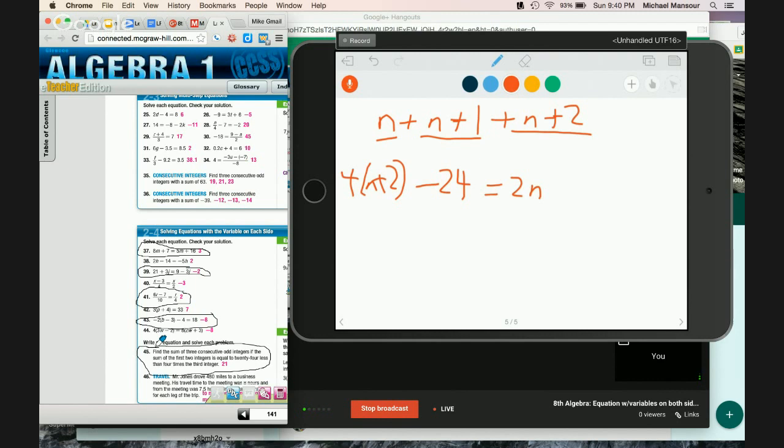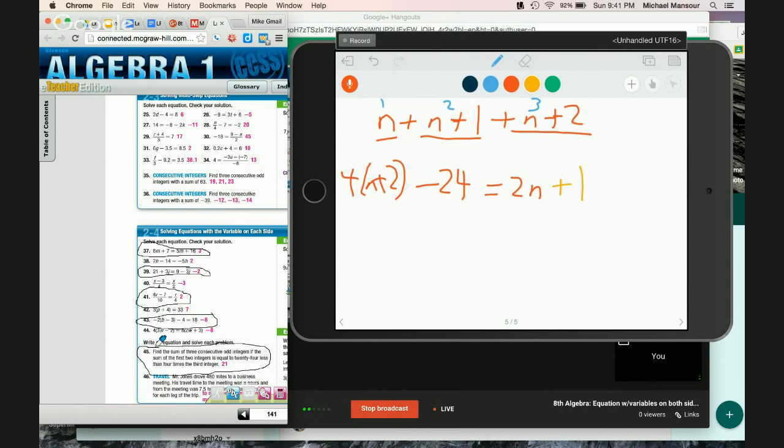How am I getting at this? First off, in any consecutive integer problem, the first integer is n, the second integer is n plus 1, and the third integer is n plus 2. So what it's asking us in this problem is to find the sum of the consecutive odd integers, if the sum of the first two integers, and I actually screwed this up. The first two integers would be n and n plus 1. So I've got to add in the plus 1 there.